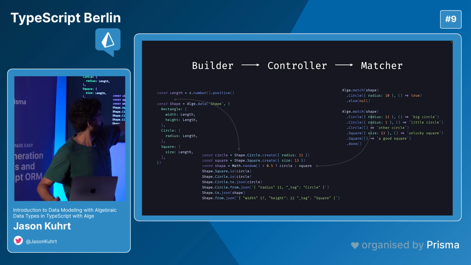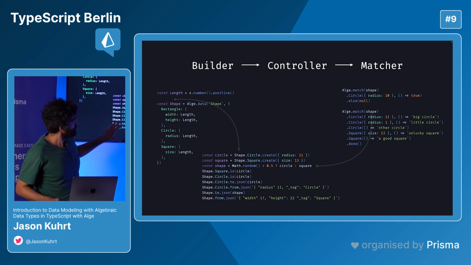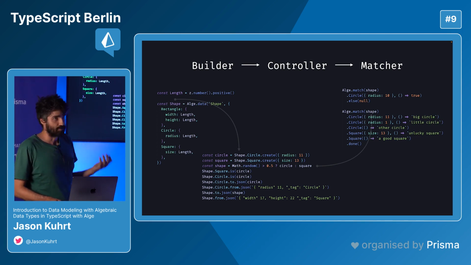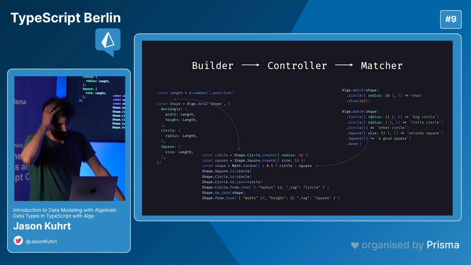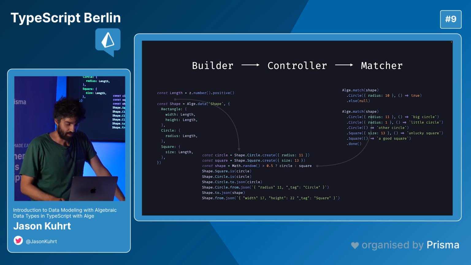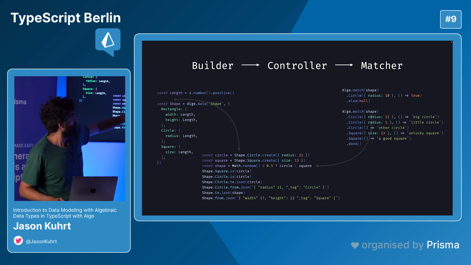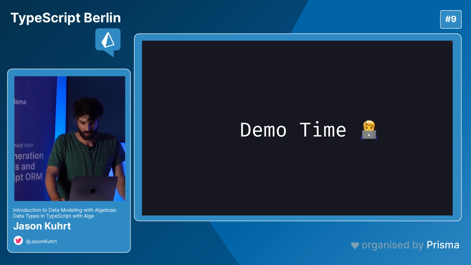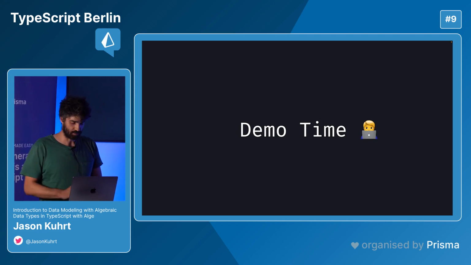So the matcher will take your ADT values that you've created with your controller and just do some pattern matching, which is pretty common in other languages like Rust, Haskell, lots of languages. But unfortunately, we don't really have a native mechanism. So it's sort of a poor man's pattern matching. OK, so with that, we'll jump into some code.